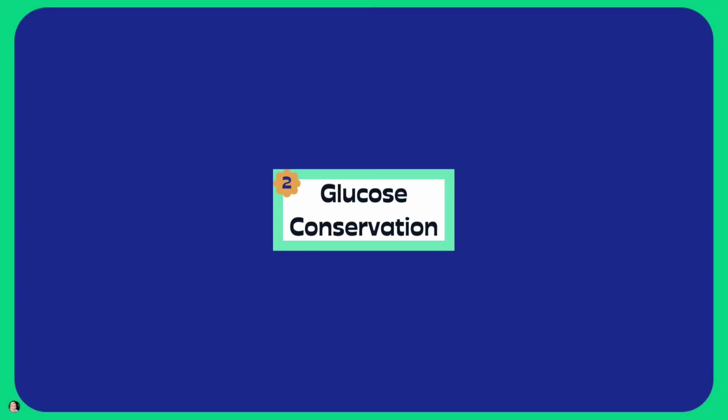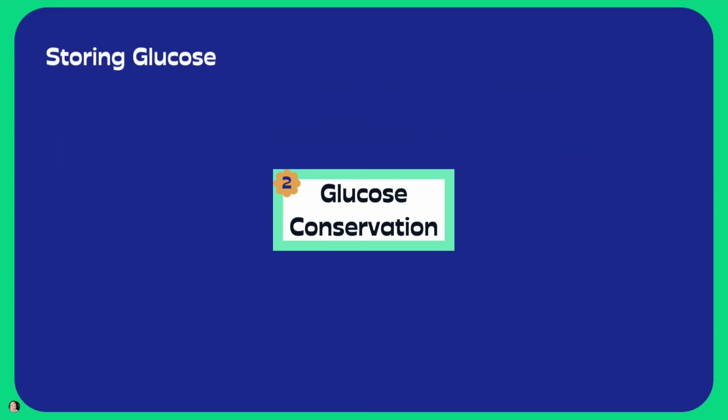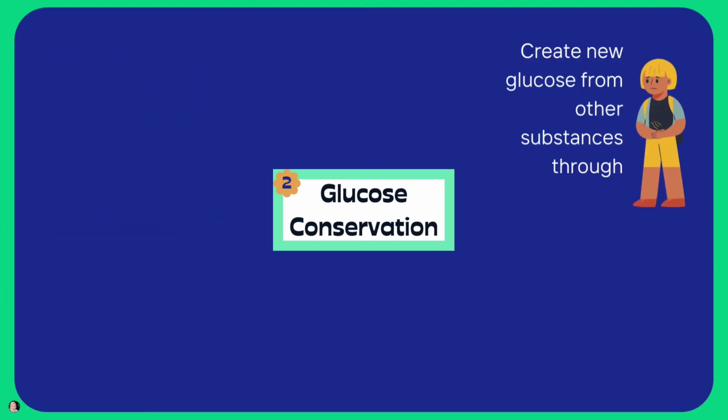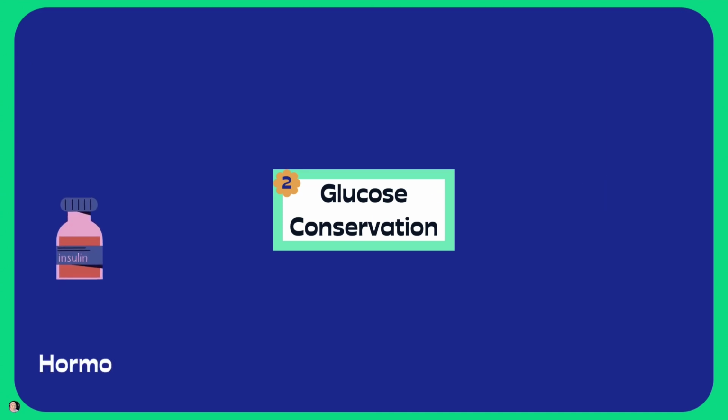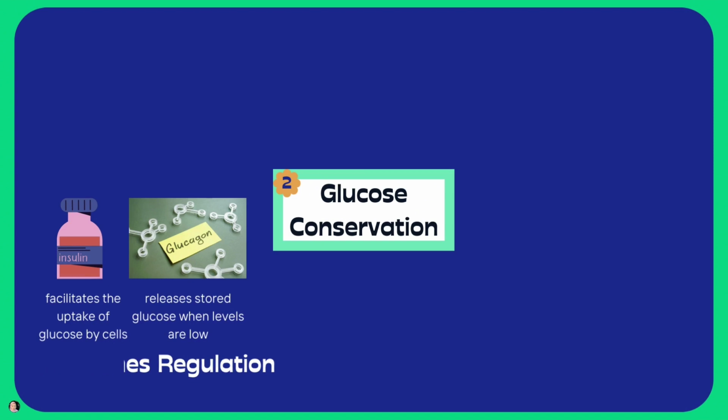Glucose conservation is like a smart energy saving system in your body. When you eat, your body gets a supply of glucose. Instead of using it all at once, your body has clever ways to save and use it wisely. Your body keeps extra glucose in a special form called glycogen. It's like a savings account for energy, mainly stored in the liver and muscles. If you haven't eaten for a while, it can create new glucose from other substances through gluconeogenesis. Hormones like insulin and glucagon play key roles. Insulin facilitates the uptake of glucose by cells, while glucagon releases stored glucose when levels are low.